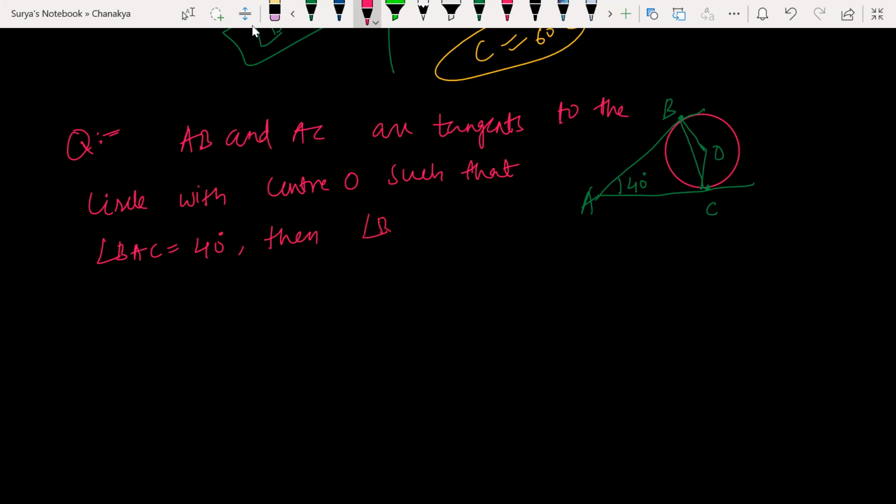Then BOC is how much? Clearly, look at this one. How much? Angle B is what here? 90. Angle C is what? 90. Yes or no? B is 90, C is also 90 here. Now find it out.